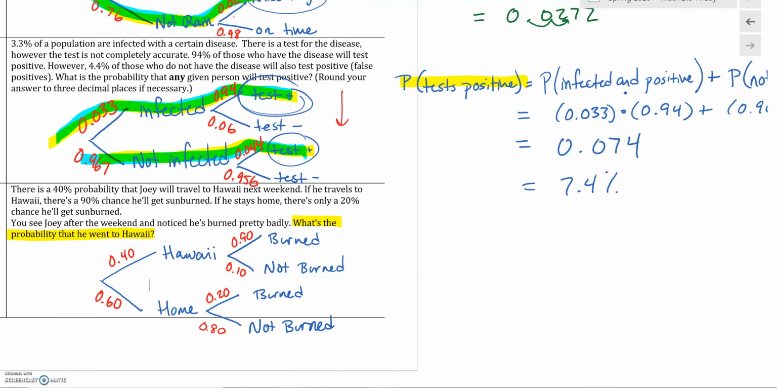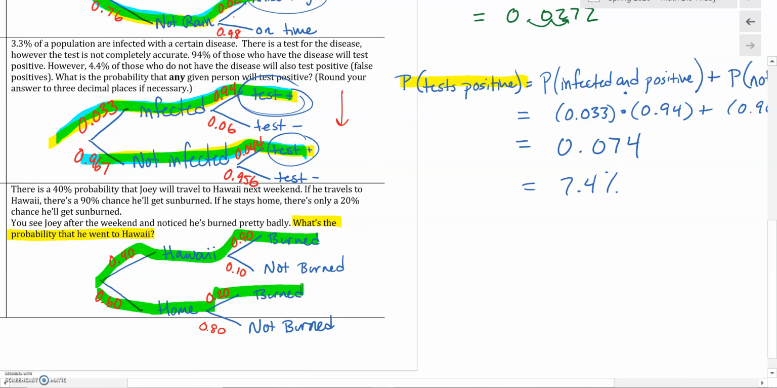So it's calculated in a similar fashion. Just think about it this way. What are the ways he can get burned? He can go to Hawaii and get burned. He can go home and get burned. And out of those possible ways of getting burned, we want to know what's the likelihood or the probability that it happened this way, that it happened via Hawaii. So let's kind of write that down. Out of all the ways to get burned, what's the probability it happened in Hawaii?